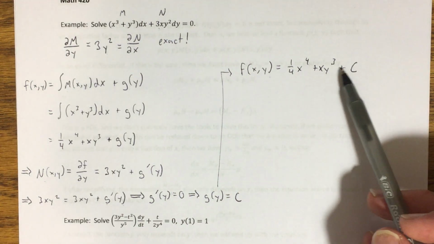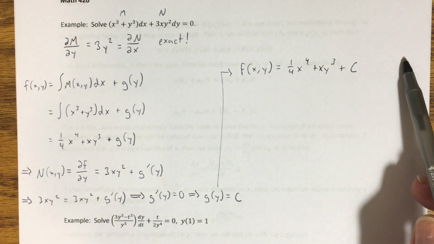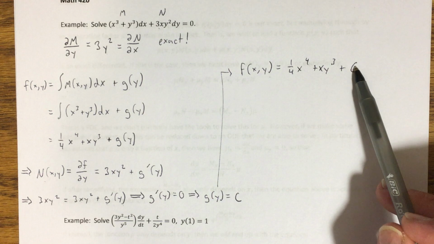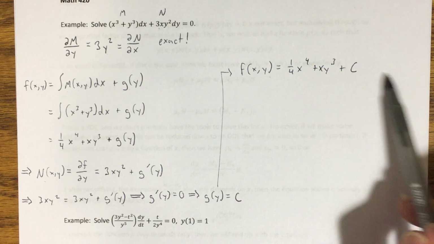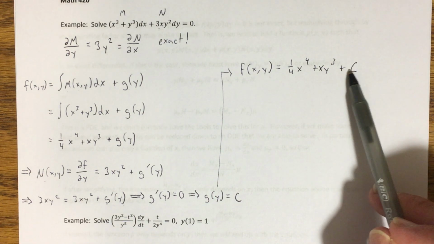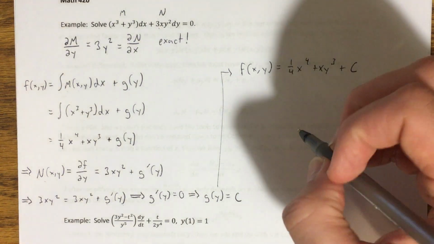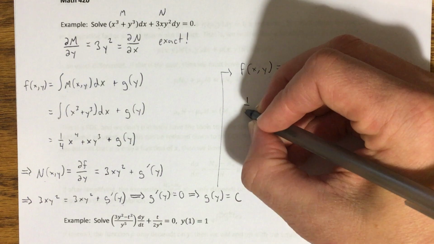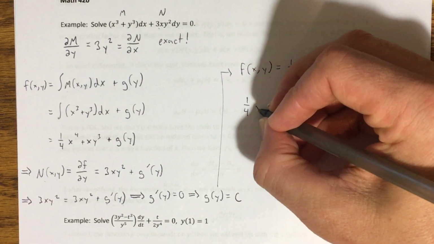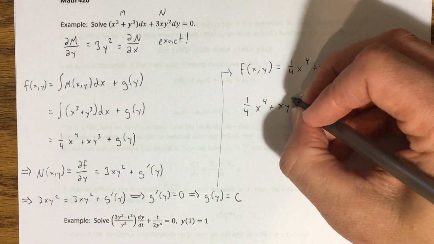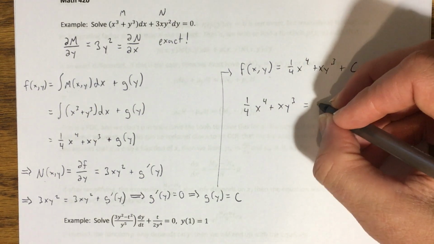So remember, I can take this entire expression, set it equal to some other constant, but then if I did that, I could take this constant and subtract it over, absorb it into that constant. And so this plus c here is actually pretty unnecessary because it's going to get absorbed into a different constant anyways. That means my solution to this DE is 1/4 x to the 4th plus xy cubed equals some constant c.